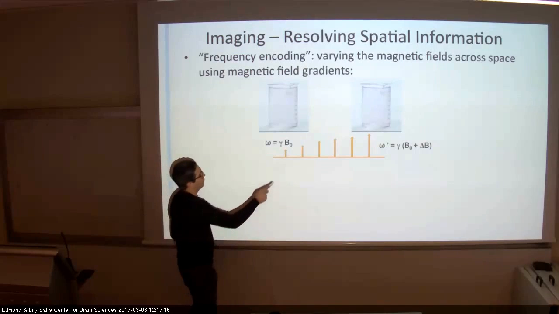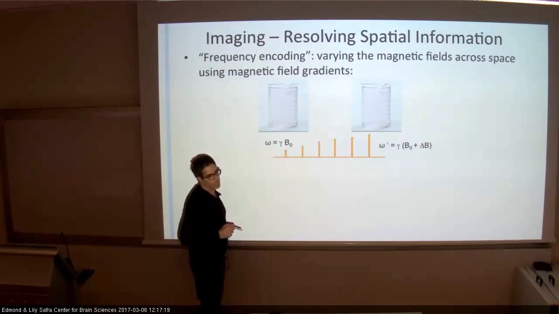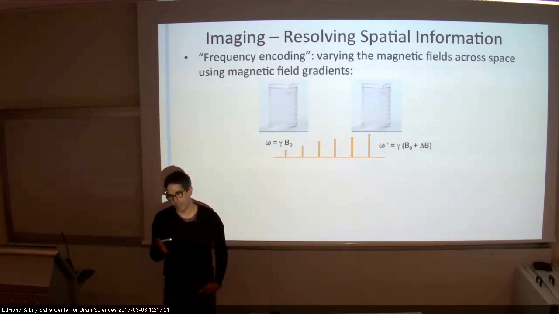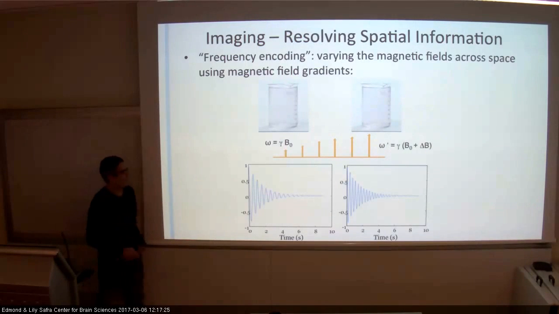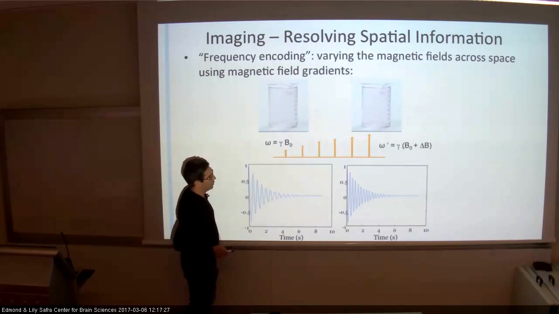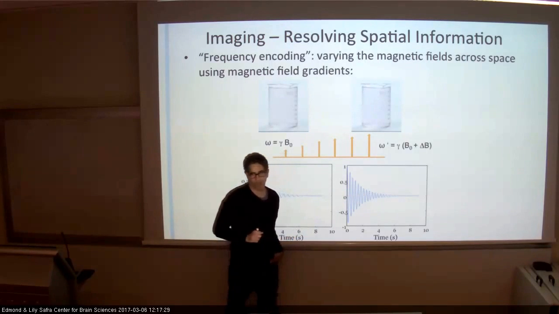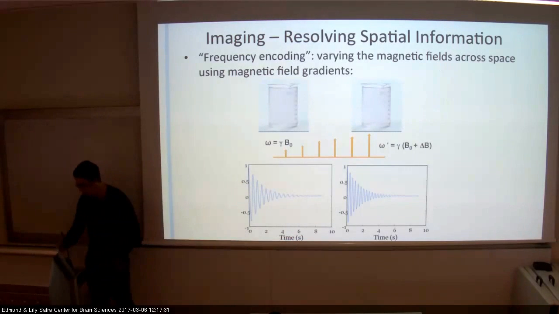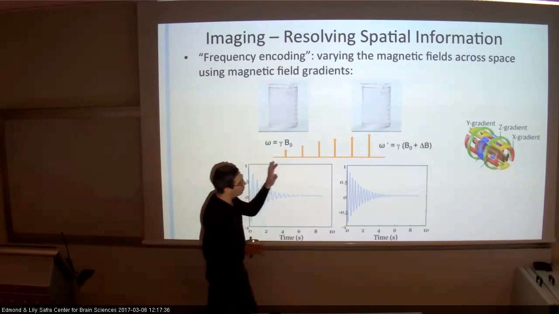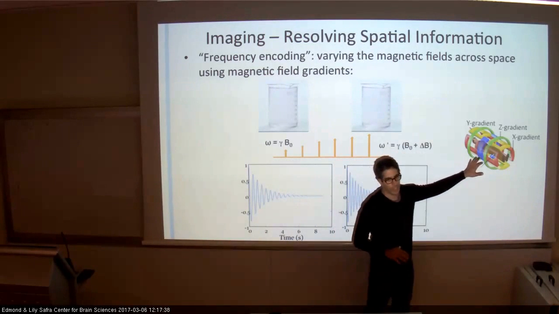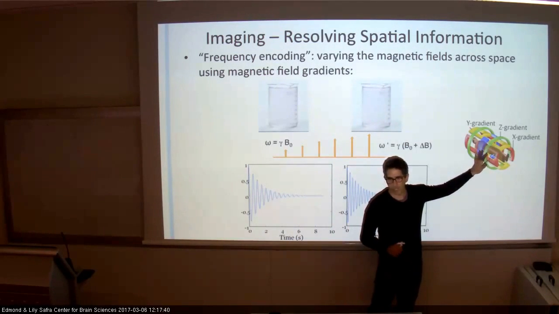Because the Larmor frequency was a function of the magnetic field, and they experienced a slightly different one. Okay, so now if I'm going to sum one which has one specific frequency and another one which has a different frequency, I'm going to get the sum of both. And just to remind you, we have a way to create this variation in space. We call them gradients. Remember I mentioned those.